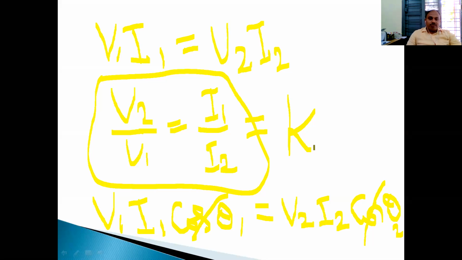Voltage ratio means V1 by V2. Transformation ratio means V2 by V1. The given value V1 by V2 is called the voltage ratio of the transformer, while transformation ratio K means V2 by V1. This is very important and must be remembered in transformers.